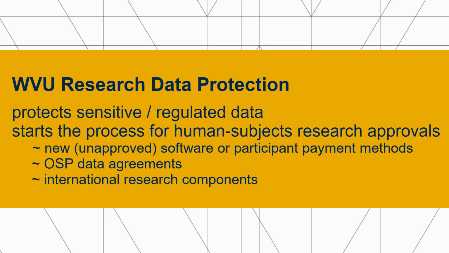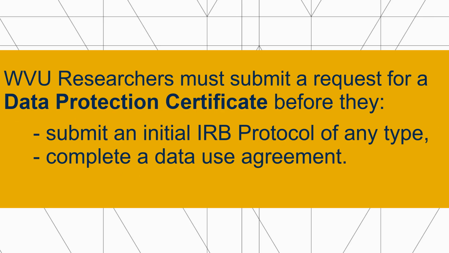The WVU Research Data Protection Request Form initiates a process which both guards sensitive data and generates common institutional approvals needed for unapproved software and other compliance areas. Researchers at WVU must submit a request to obtain a data protection certificate before they submit an initial IRB protocol for all types or request a data use agreement from the Office of Sponsored Programs.